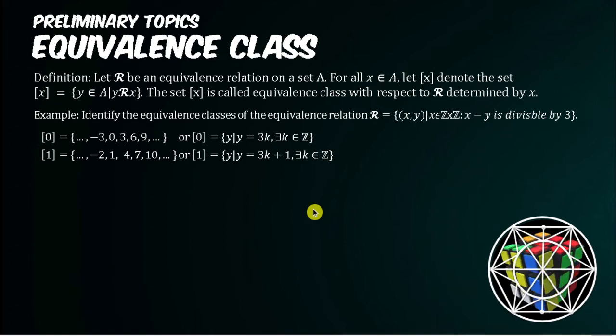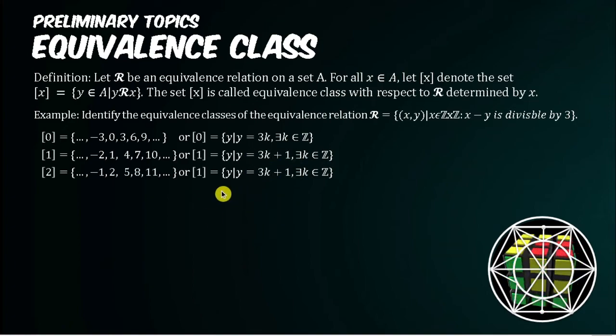What are other equivalence classes? Well, if we are dividing a number by 3, again, there are 3 possibilities. Either you come up with a remainder of 0, 1, or 2. So the second equivalence class corresponds to this set, where we used the number 1, meaning the set containing all integers that are not divisible by 3. Specifically, it provides a remainder of 1 when divided by 3. This is the third equivalence class for this particular equivalence relation.